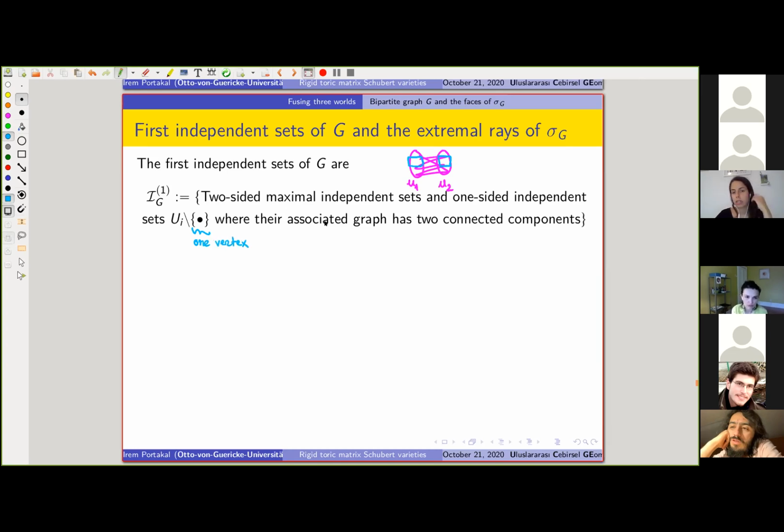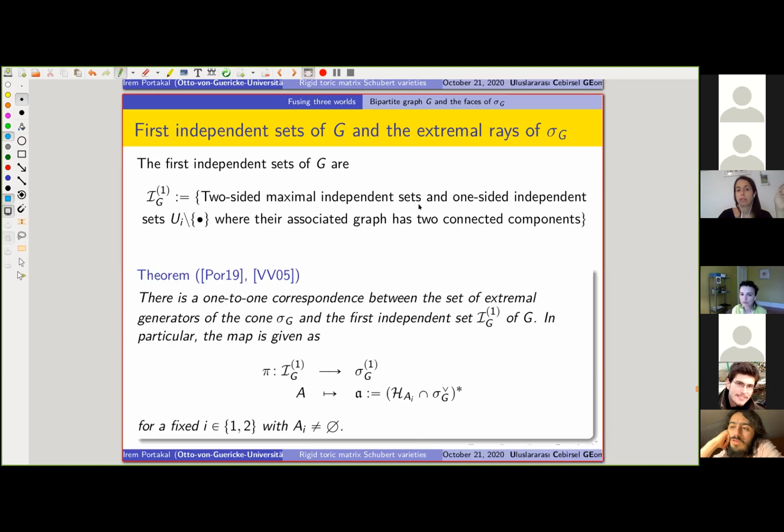Plus, we just want this associated graph that I just talked about to have two connected components. And this gives us a one-to-one correspondence between the external rays of sigma g and the first independent sets. Here we have the supporting hyperplane, and this was a dual edge-cone that we knew was encoded by the edges of the graph, and take the dual of it, you get the external ray. And yeah, this is how you understand the external rays in terms of graphs. So the first part is done.